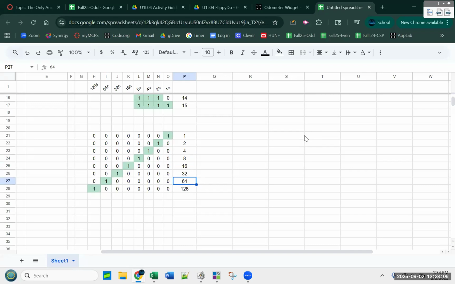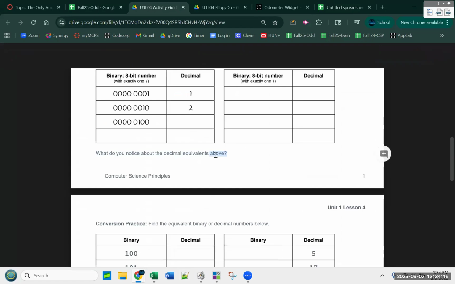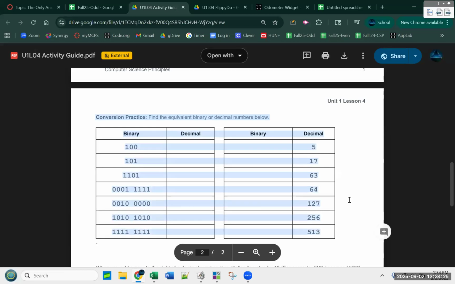Okay, so this is the next part, or this part right here. What did you notice about decimal equivalents above? I mean, these questions of like, what did you notice? I guess they're good, but you can really just answer it by saying what it is. I don't know how else to explain what do you notice.